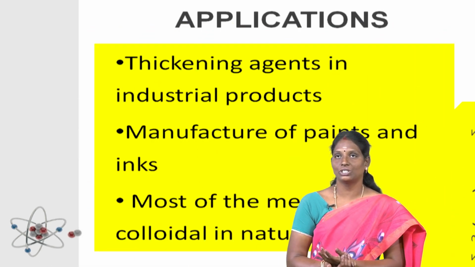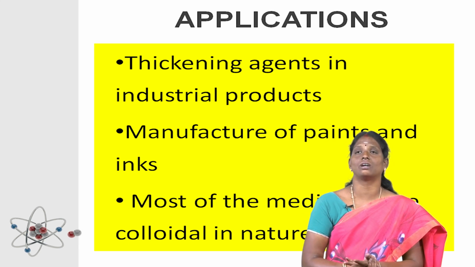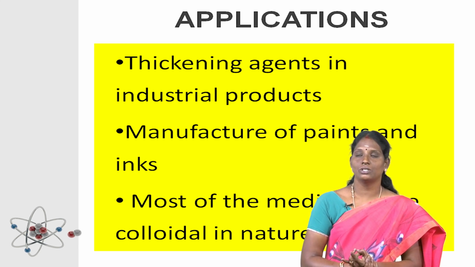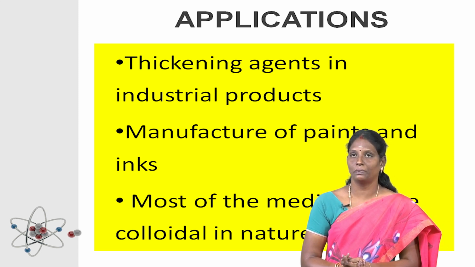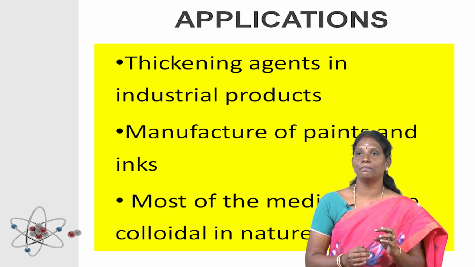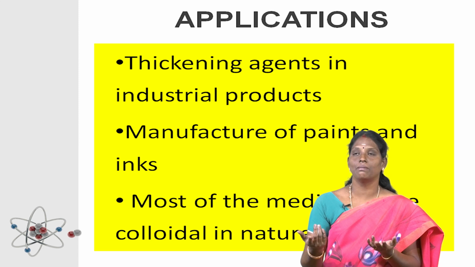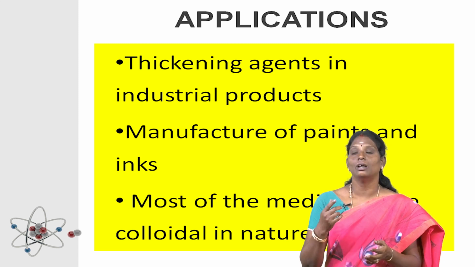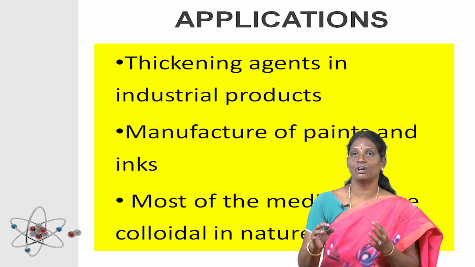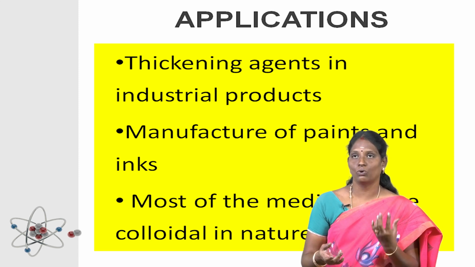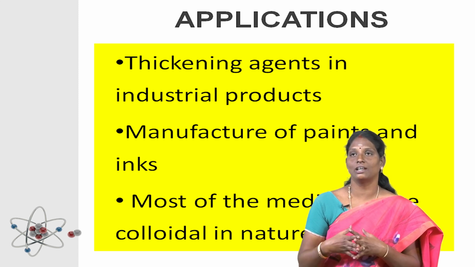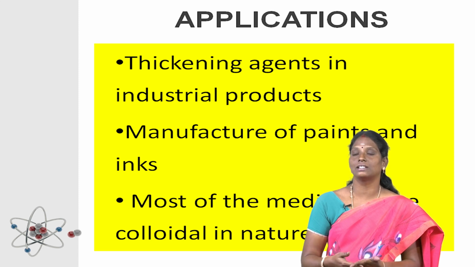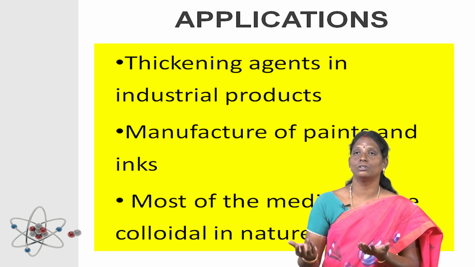Last one, applications. What are the applications of colloids? A colloid is used as a thickening agent in industrial products such as lubricants, lotions, toothpaste, coatings, etc. When you prepare lubricants, lotions, face lotions or creams, toothpaste, or coatings, we can use colloids as thickening agents. Next, in the manufacture of paint and inks, colloids are useful. Already we discussed the types of examples. Paint and inks are the best examples, so that is also a colloid.